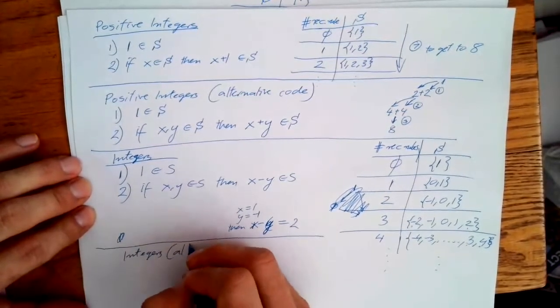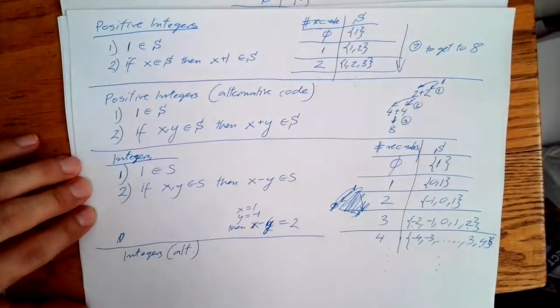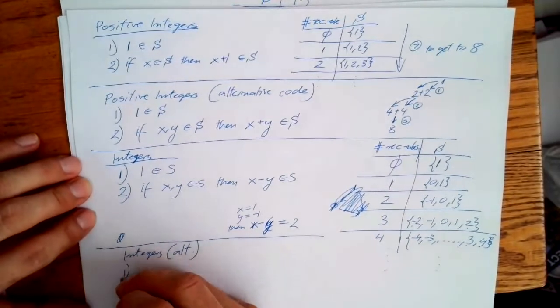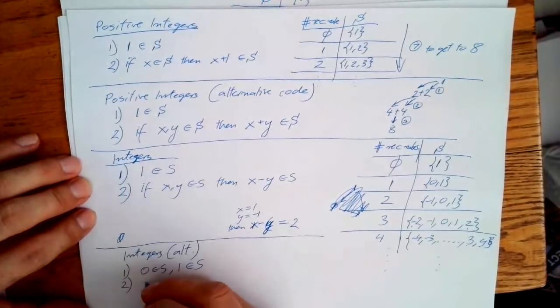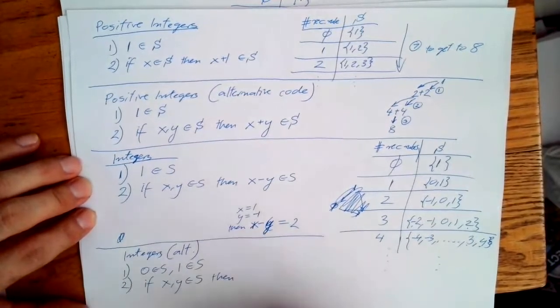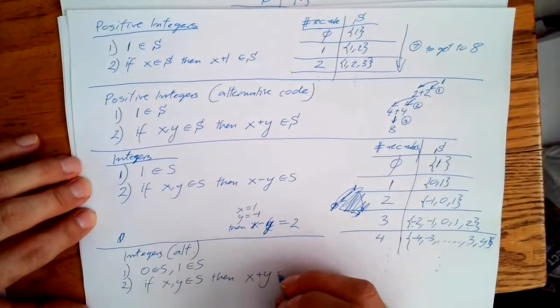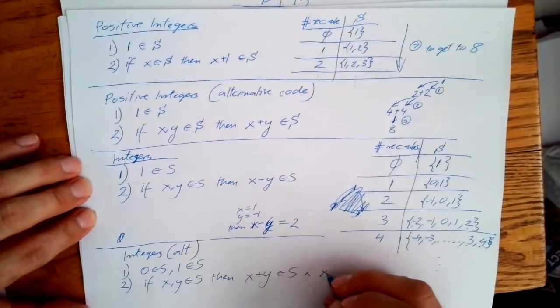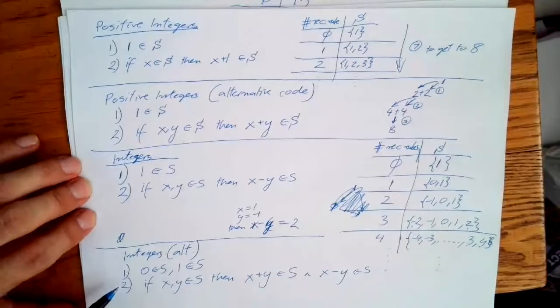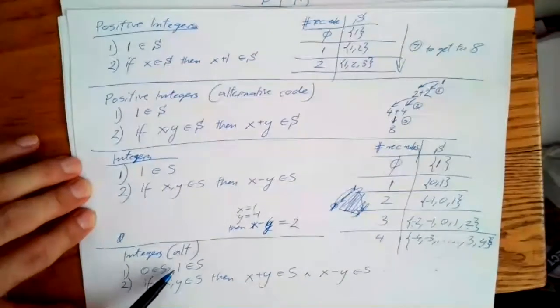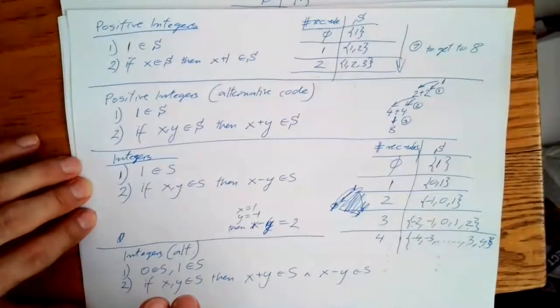Integers alternative. Well, I can do tons of stuff. I mean, how about this? 0 in S, 1 in S, and then if x, y in S, then x plus y in S, and x minus y in S. This would be a much more natural way, right? I start with some points that are at least a little apart, and I add them.